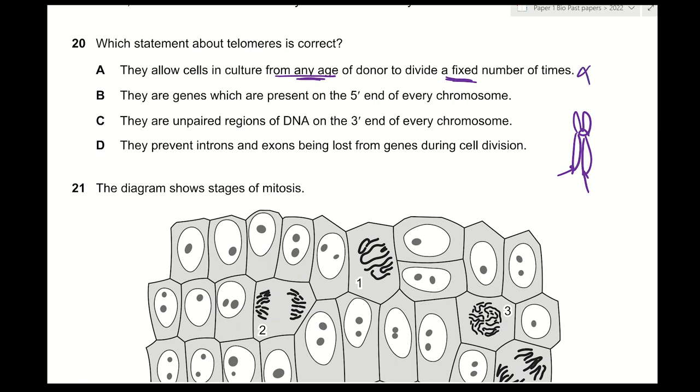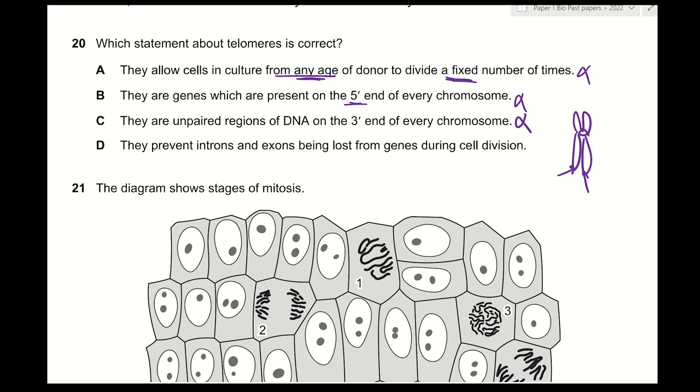B. There are genes which are present on the 5' end of every chromosome. This is not correct. It's not just present at the 5' end. It's also 5 and 3 prime. C. There are unpaired regions of DNA on the 3 prime end of every chromosome. As we just mentioned, this is also incorrect.